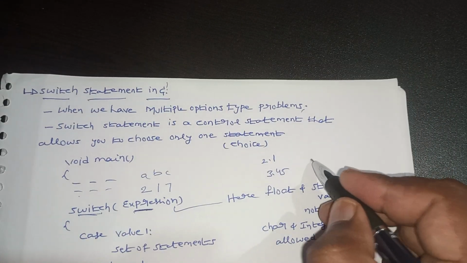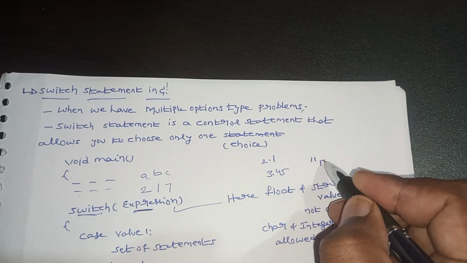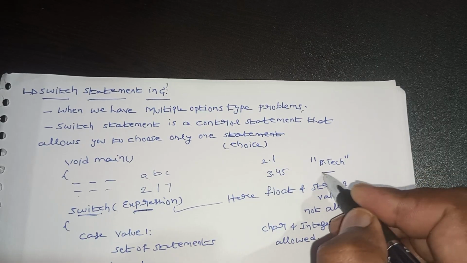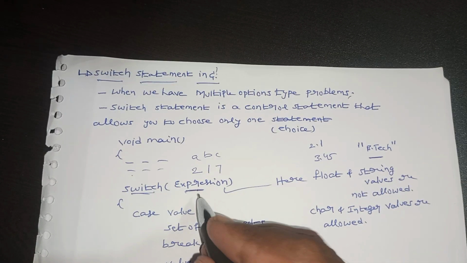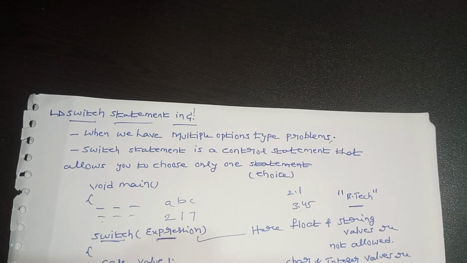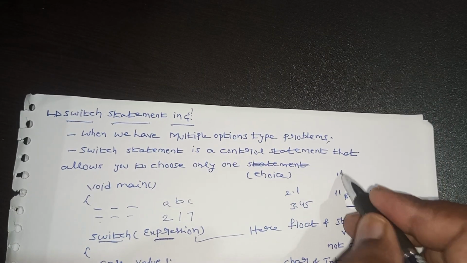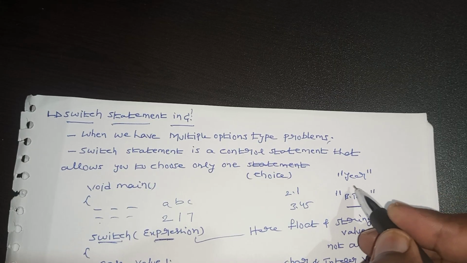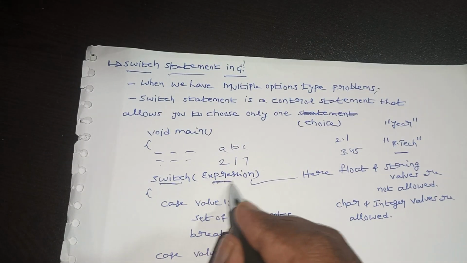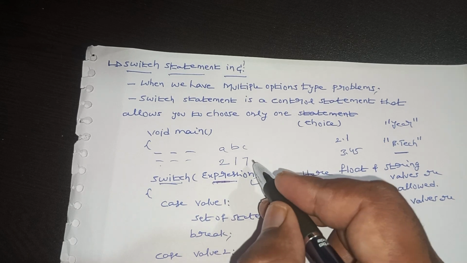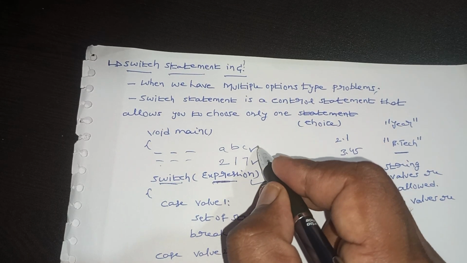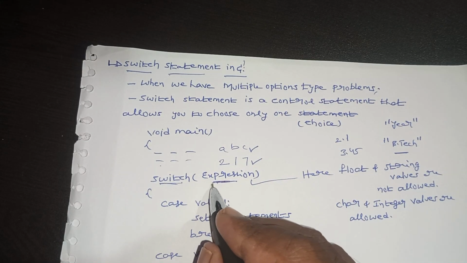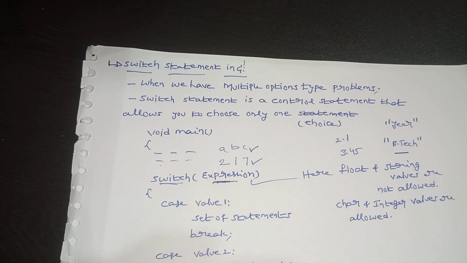String values are not allowed either. For example, if you take btech, this is a string, and this type of string is not allowed here. For example, what is a year? Year is a string, because it is a collection of characters. So this is not allowed here. Only integers and characters are allowed. You may have a doubt about what an expression is. We will take an example, then it is very easy to understand.